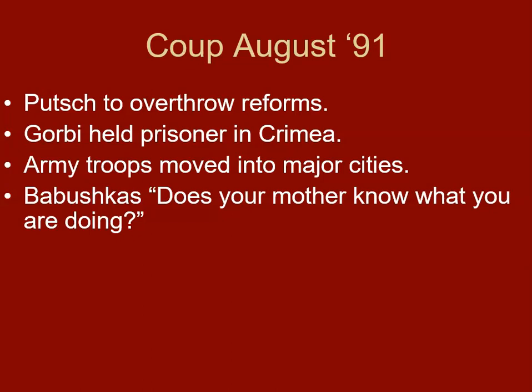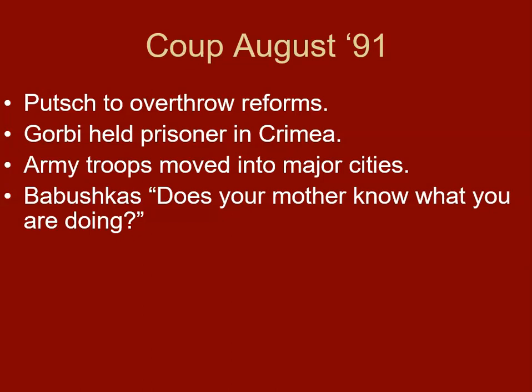Well, it seems like the Soviet Union is starting to unravel. It seems like communism is going by the wayside. It seems like Gorbachev is weak. And in August of 1991, there was a putsch, an attempted overthrow of the reforms and of Gorbachev himself. Gorbachev was on vacation in Crimea at a vacation house. His house was surrounded by army troops, and communications were cut off between Gorbachev and the rest of the government.